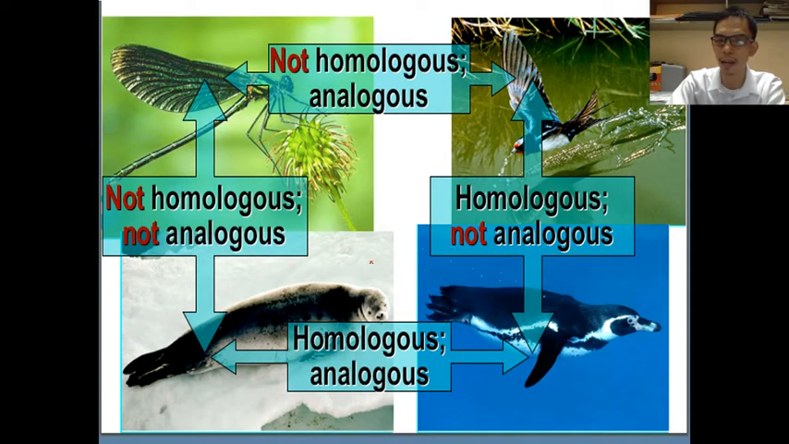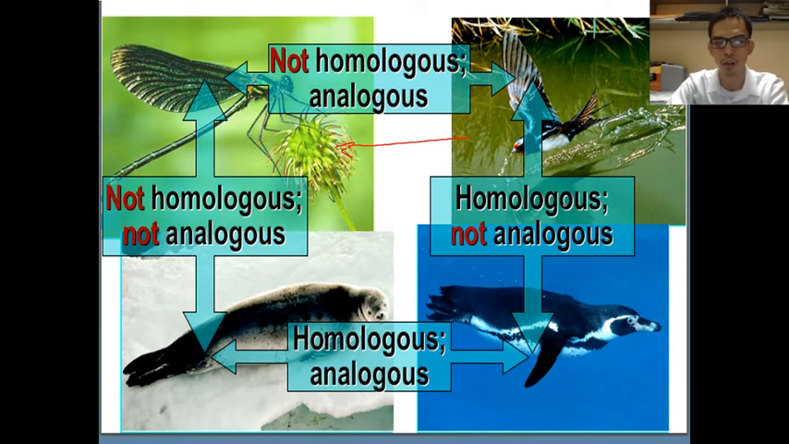In this diagram, you will know what homologous and analogous structures are all about. Just analyze these pictures that we have right here, and try to find out what makes this one not homologous, what makes these two organisms analogous, and so on and so forth.